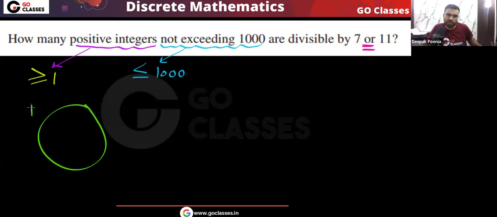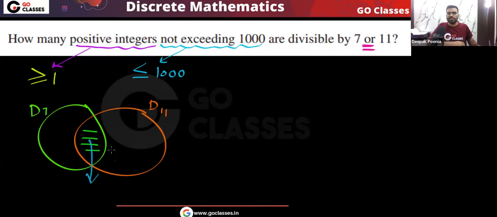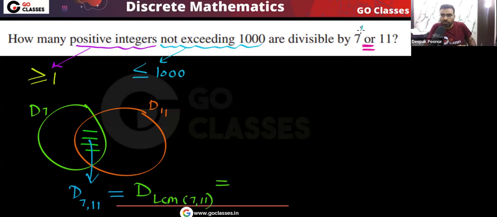So very simple, you find how many are divisible by 7, how many are divisible by 11. And remember how many are divisible by both of them, meaning how many common elements are there. Common elements are those elements which are divisible by 7 as well as 11. So divisible by 7 and 11 is the same as divisible by the LCM of 7 and 11.